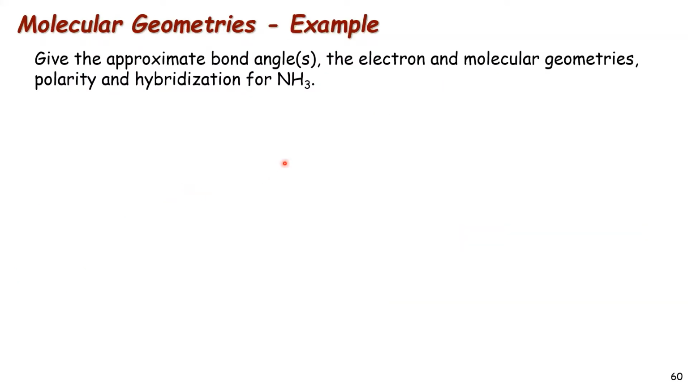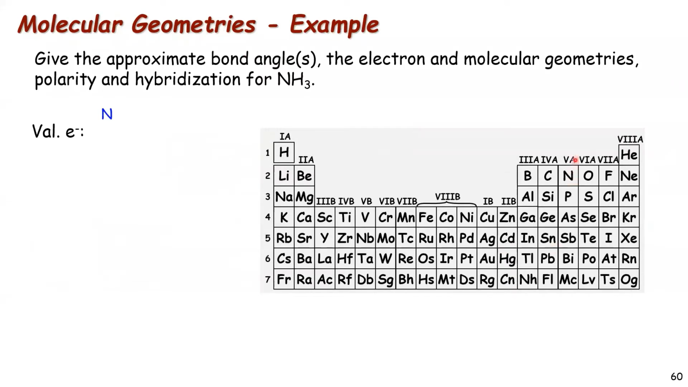Let's write the bond angles, electron and molecular geometries, polarity, and hybridization for ammonia. So our first step, of course, is to determine how many valence electrons we're going to need to use. So we need to look at each of the atoms. For nitrogen, we can see that nitrogen's in group 5, so it has 5 valence electrons. Then we're going to add to that the hydrogen. Well, hydrogen's in group 1, so it has 1 valence electron, but there's 3 of them, so we've got to multiply that by 3, and that's going to give us a total of 8 electrons that we need to deal with.